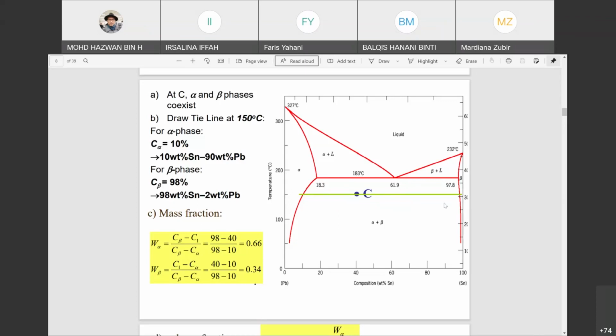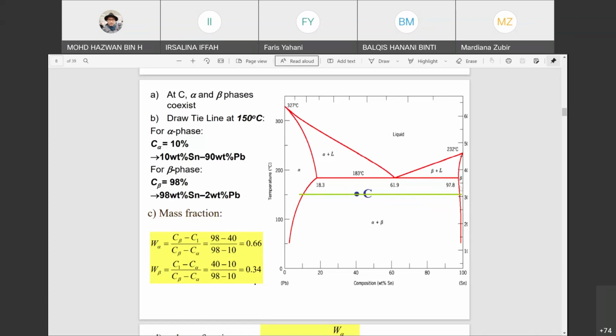So what will be S? S is actually C beta minus C naught. C beta is 98 minus 40, over the length of the tie line, the length of C beta and also C alpha. So 98 minus 10. Then you will get the mass fraction of alpha equal to 0.66.